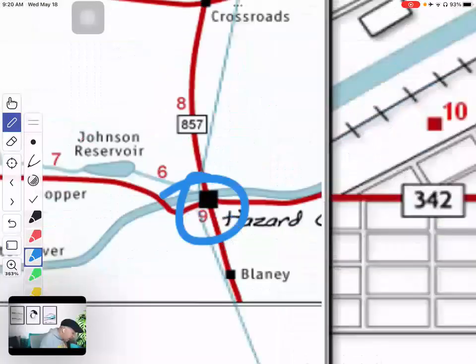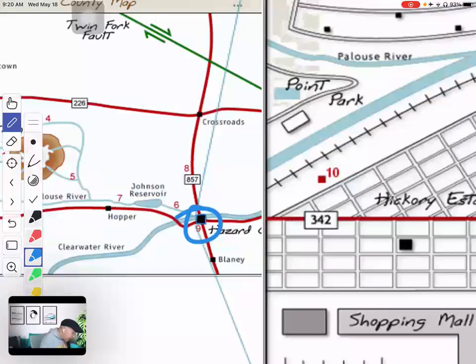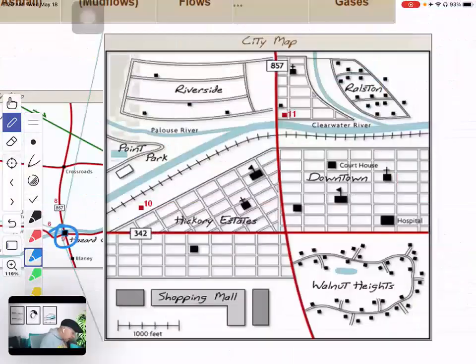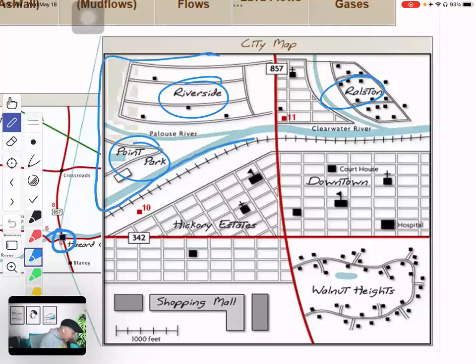If you blow that square up, that's what you see over here. So this is a city map, and it has different neighborhoods: Riverside, Ralston, Point Park. Those 3 are in the floodplain. Here you see the Clearwater River that runs through the city, and it has those 3 communities.